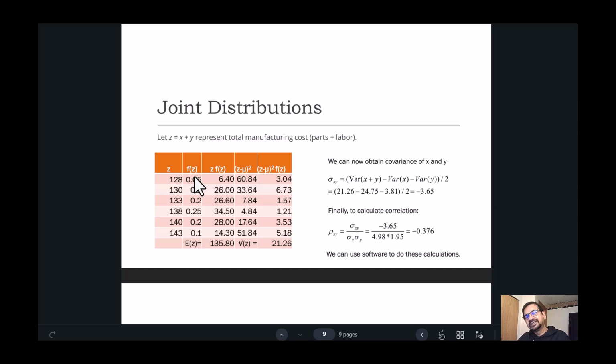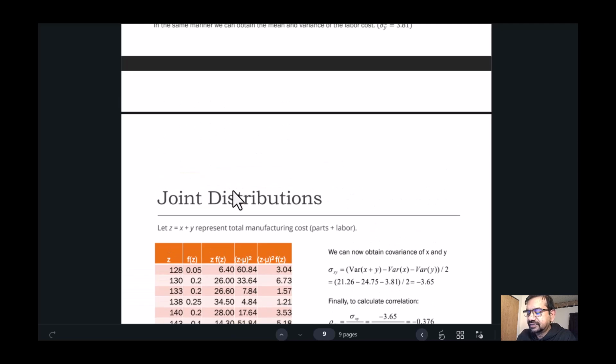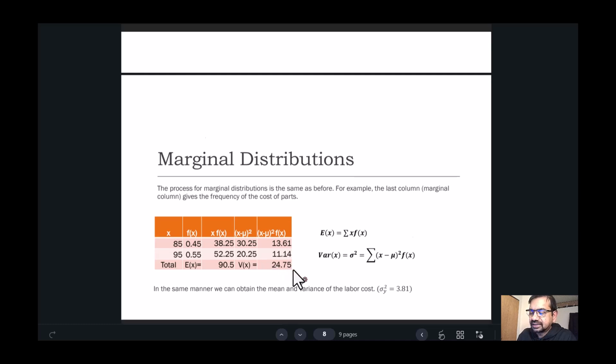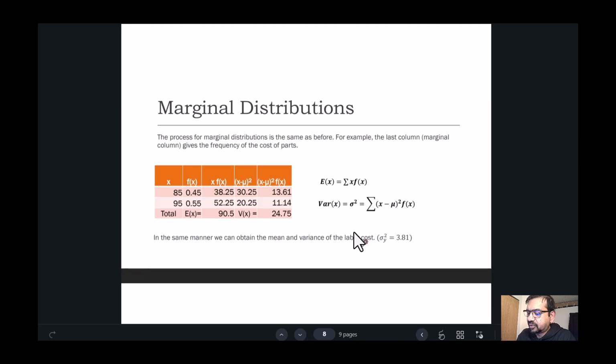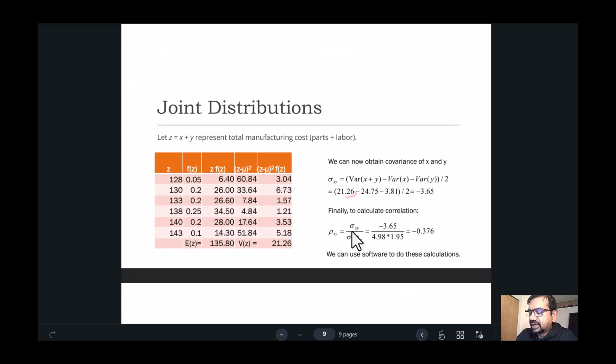Covariance tells us the direction of movement of both X and Y, so our labor as well as our cost of parts. And the formula for covariance for a joint distribution is given by the variance of this joint distribution, which is 21.26, minus the variance of the first series minus the variance of the second series, and we divide this by 2. So in the previous slide we had obtained our variance as 24.75 for our parts, and the variance of our labor is 3.81. So we can subtract 24.75 and 3.81 from 21.26, divide by 2, we get a negative 3.65.